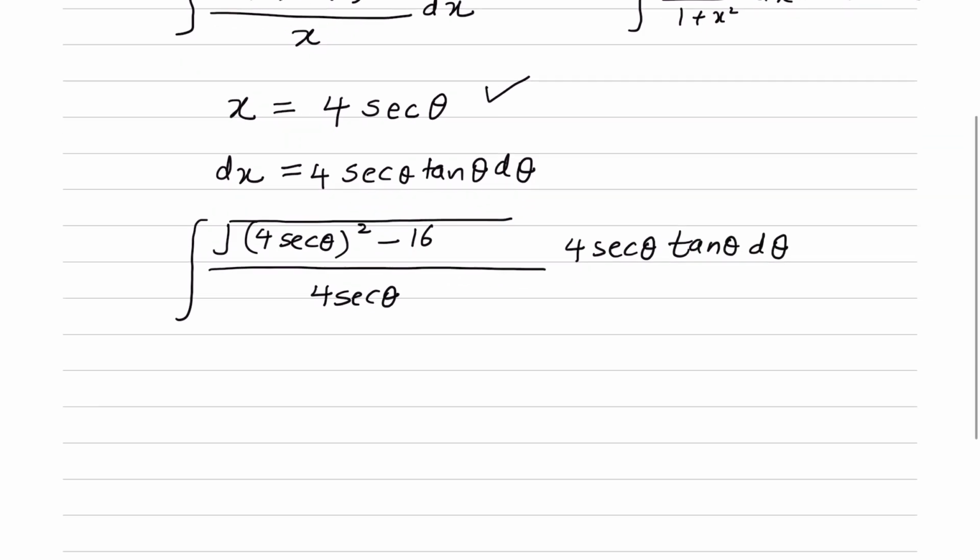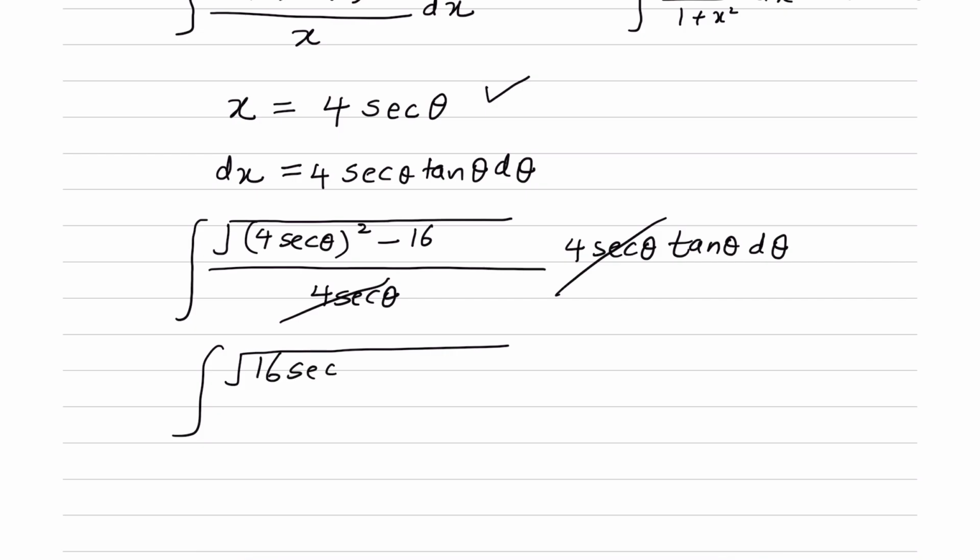Let's simplify. 4 secant theta cancels out with this 4 secant theta. Inside the square root you have 16 secant squared theta minus 1.